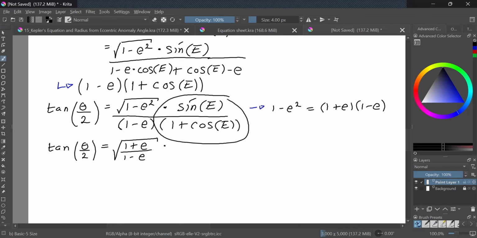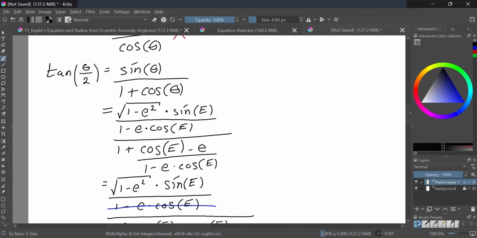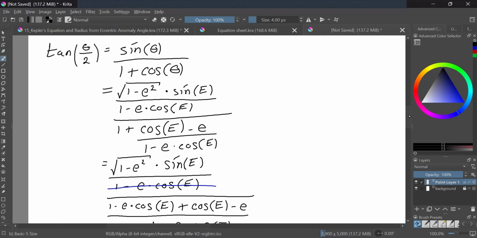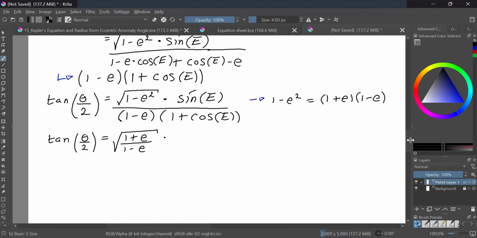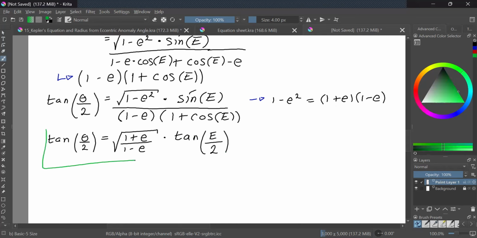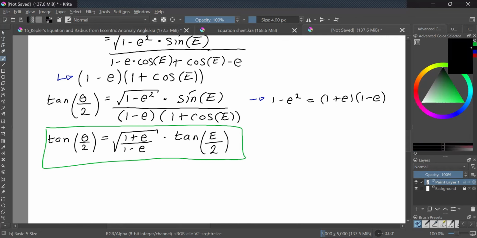this over here, which should look familiar because this is what got us started on this crazy tangent, haha, to begin with. That is the tangent half angle formula, which very conveniently becomes the tangent of the eccentric anomaly angle over 2. And there you have it. Using tangents to convert from the eccentric anomaly angle to theta.